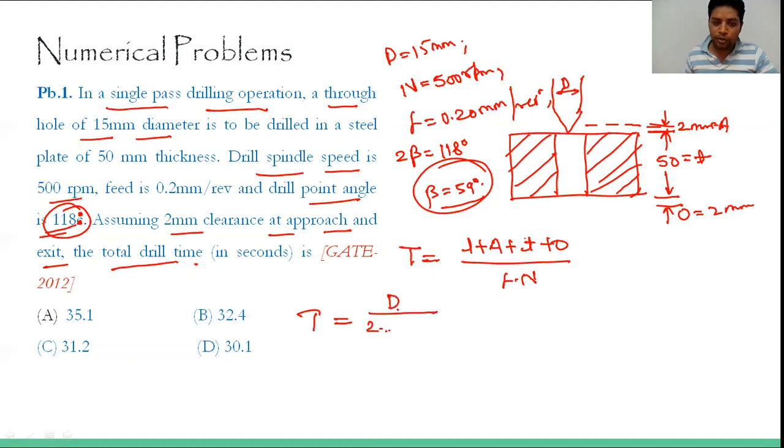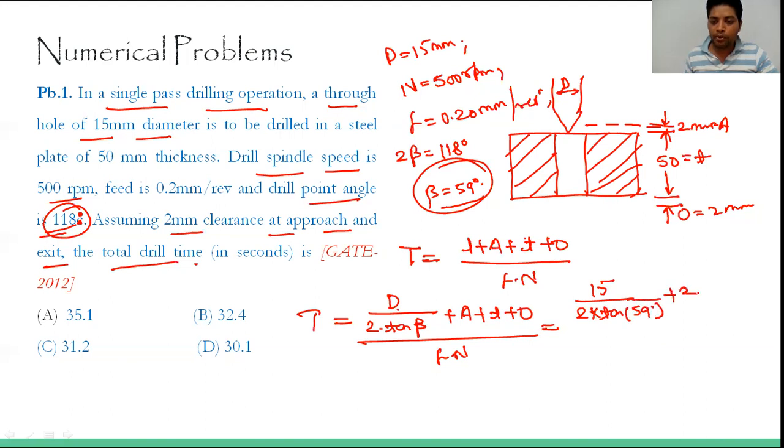So L will be equal to D by 2 into tan beta. First put the formula, that is L plus A plus T plus O upon F into N. Now put the values. So D is 15, by 2 into tan beta, that is tan 59 degrees, plus approach that is 2 mm, thickness that is 50, plus over travel that is 2 mm, upon F, that is 0.20 mm per revolution, into 500 rpm.